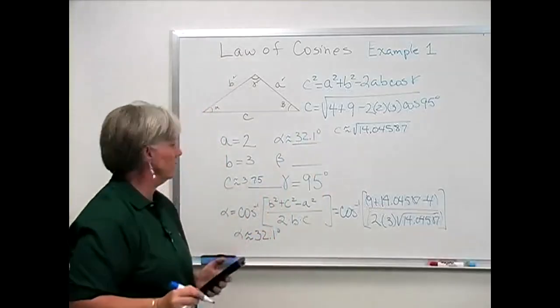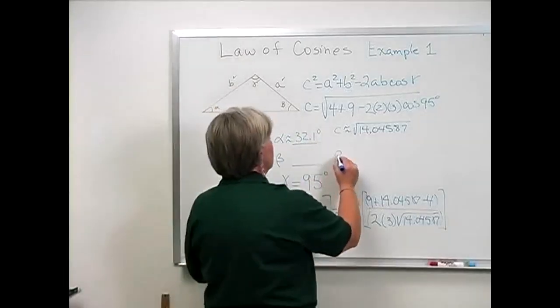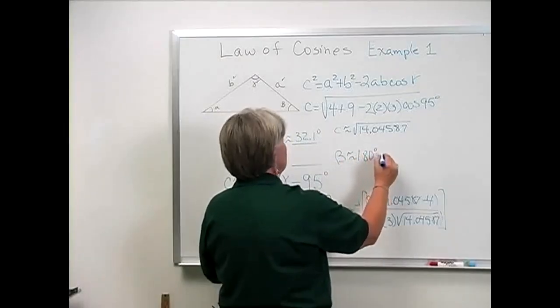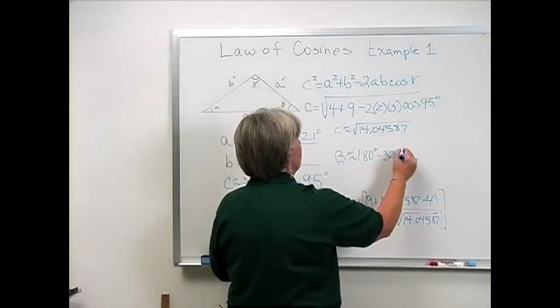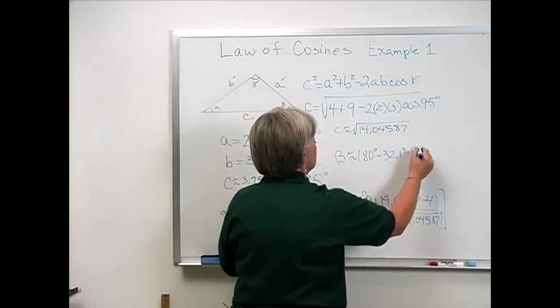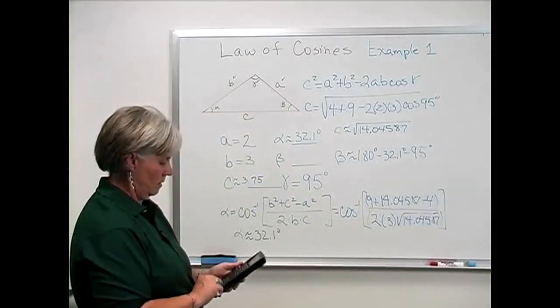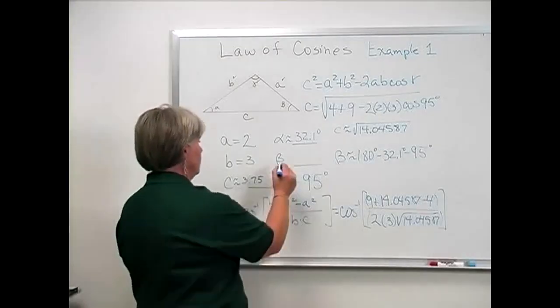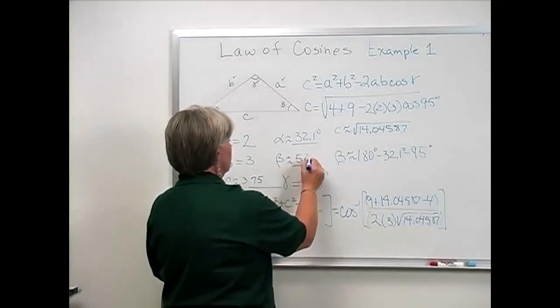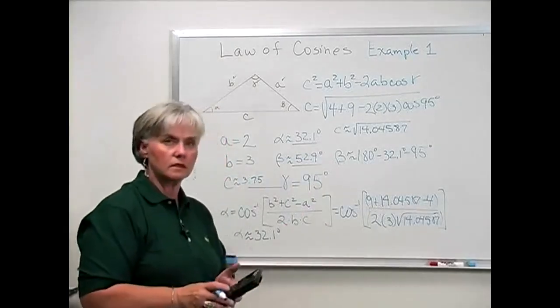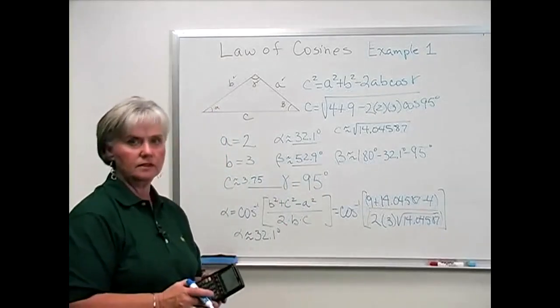All right, so now we can find beta by subtracting from 180. So we have 180 minus 32.1 minus 95. And so we get approximately 52.9 degrees. So now we've solved this triangle using the law of cosines.